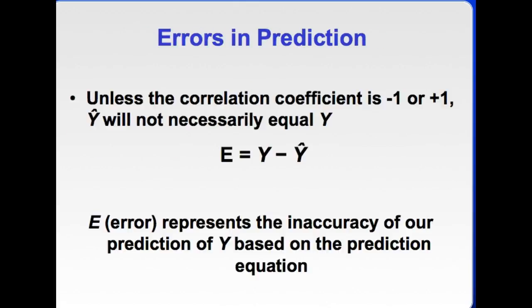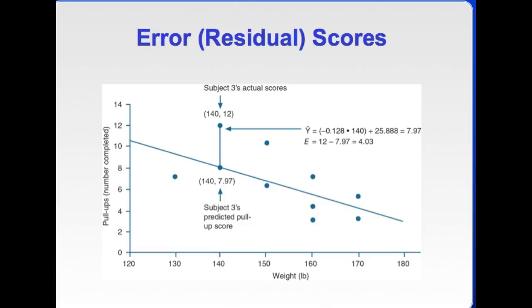There are also errors in prediction. Unless the correlation coefficient is -1 or +1, Y will not necessarily equal Y-prime. So there's an error that represents inaccuracy of our prediction of Y based on the prediction equation. Here is an error, residual scores, pull-ups compared to weight, and then you can see the calculation right here. And again, you have SPSS, statistical program packages, and different things that can help you calculate these. You just need to know how to plug in the numbers, which hopefully you'll learn a little bit about in the assignment this week.